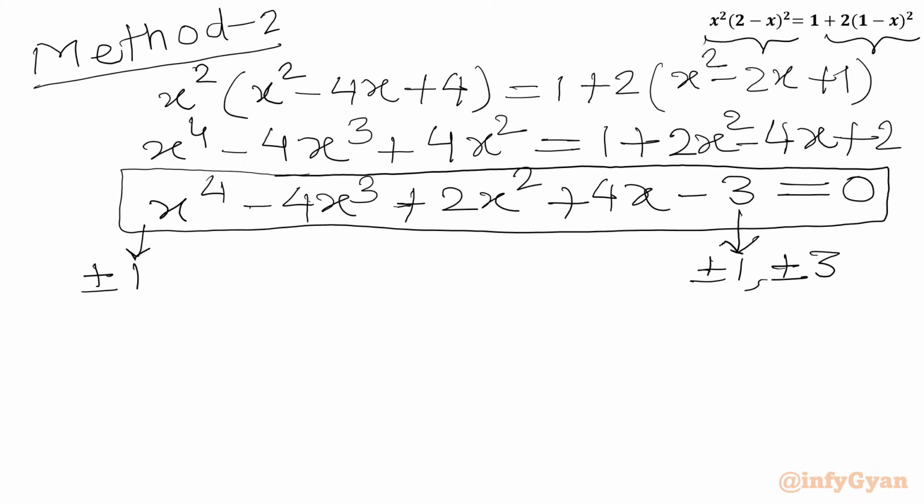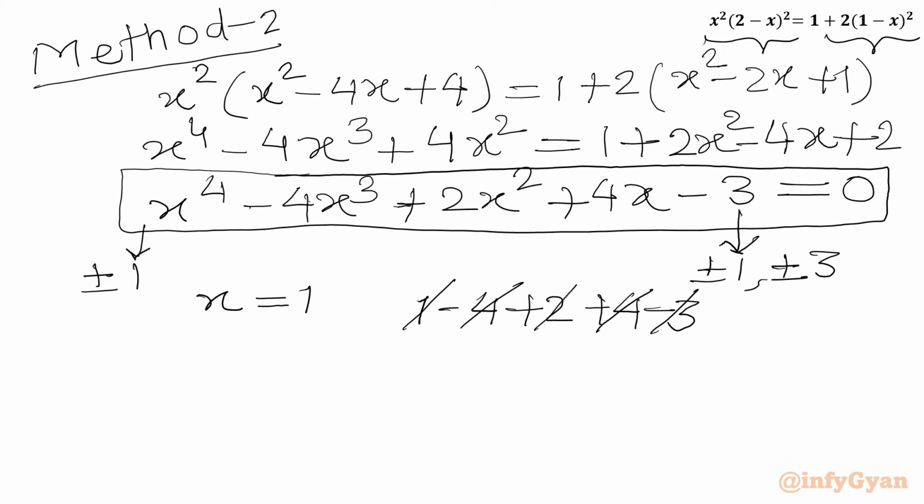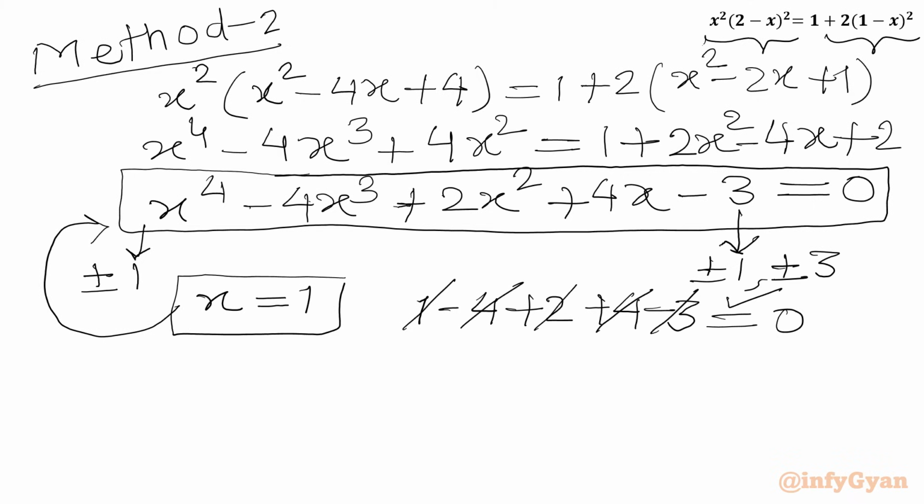Now we will take ratio of constant to leading coefficient, and in this series if I will consider x equal to 1, or simply by adding the coefficients of quartic equation, if we will plug in x = 1, 1 minus 4 plus 2 plus 4 minus 3. So 4 and minus 4 will be over. 2 plus 1 is 3 minus 3. So yes, x equal to 1 is one root of this quartic equation.